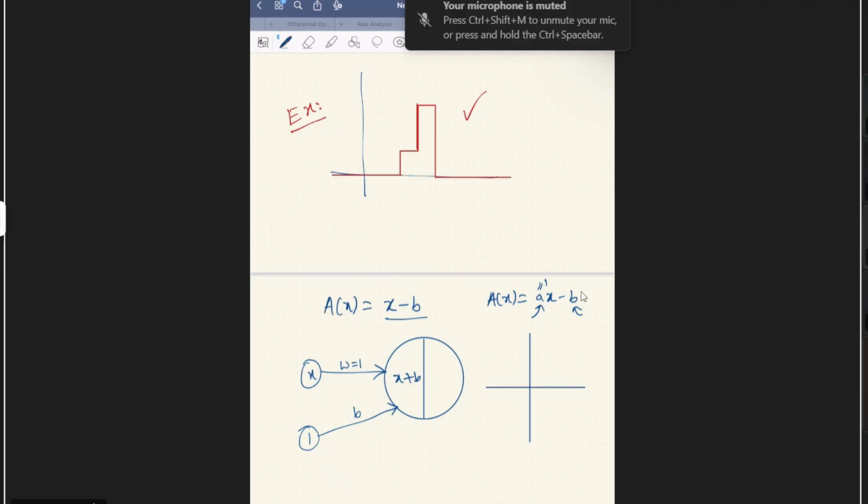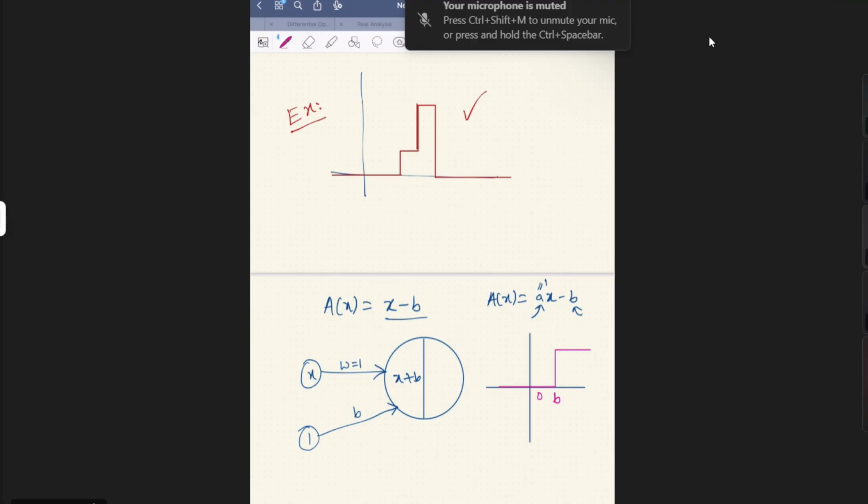A signal of kind of like this one, this signal at B. That means below B it produces 0, above B it produces 1. For that, what do we do? Like if we can write x less than b, it is 0, and if x greater than b, it is 1.